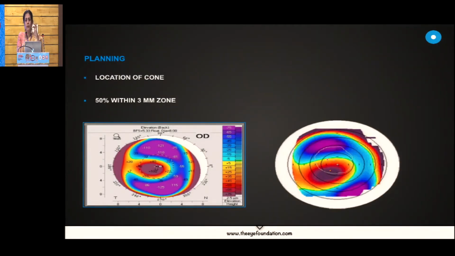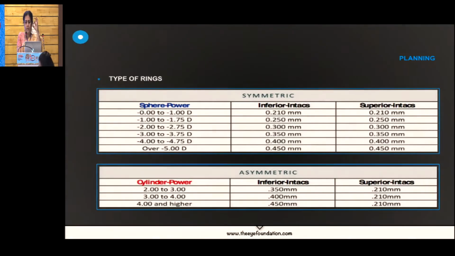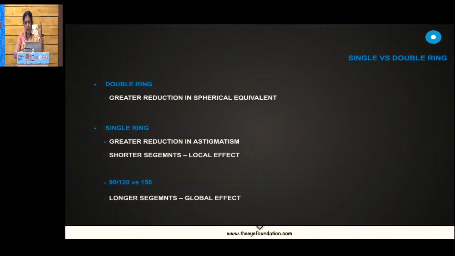So then to know first whether it's a centered cone, if 50% of it is within the 3 millimeter area, it's a centered cone. Then you place symmetric ring segments and just position the eye. And if it is an asymmetric cone, you would just use a thicker segment inferiorly and a thinner segment superiorly. And in some cases of pure cylinders, just place the inferior segment alone.